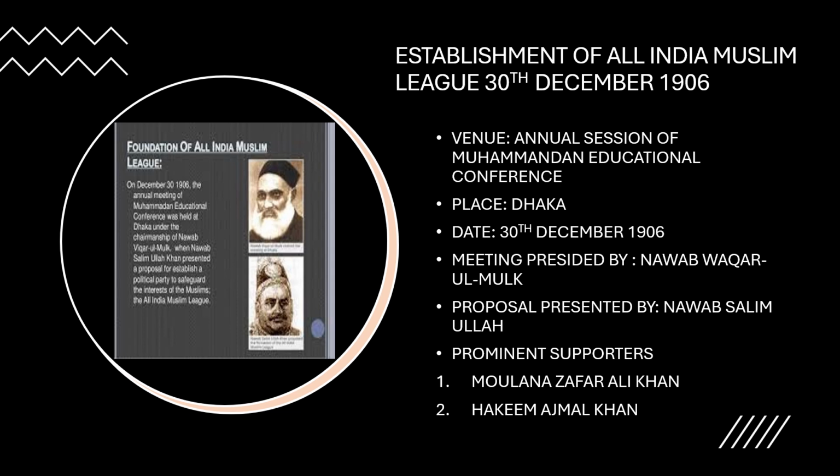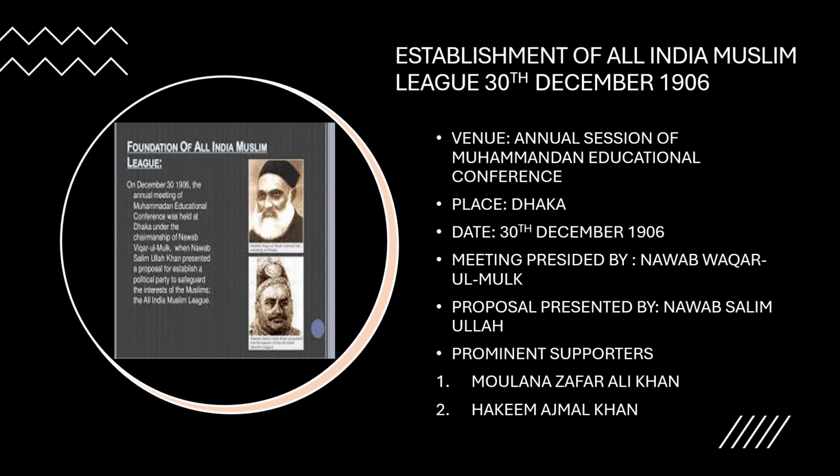The heading is Establishment of All India Muslim League. In this, it is written that the All India Muslim Education Conference was held. But my dear students, if you visit the net, it is the Mohammedan Education Conference. It was started by Sir Syed Ahmad Khan, and it was held annually every year. Now on 30th December 1906, it was held at Dhaka. The meeting was presided over by Nawab Waqar-ul-Mulk.